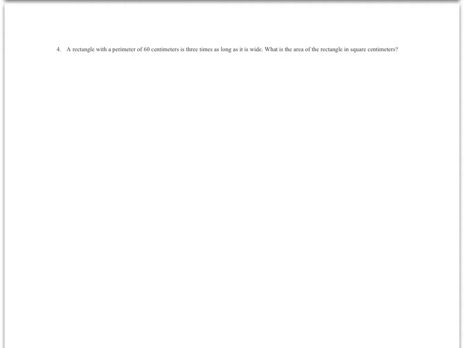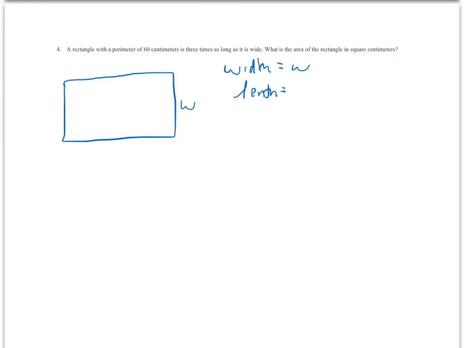A rectangle with a perimeter of 60 centimeters is 3 times as long as it is wide. A rectangle. Let's say this is the width. Width is W. It says that it's 3 times as long as it is wide. So whatever the width is, the length is 3 times that. So we got width, and we have length and length.